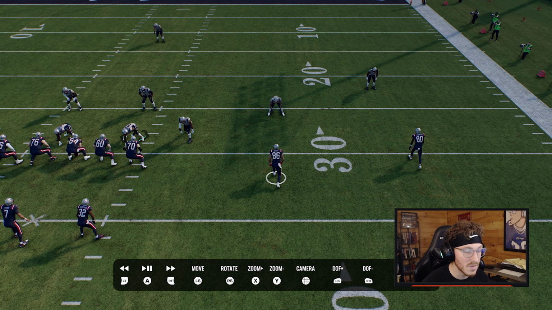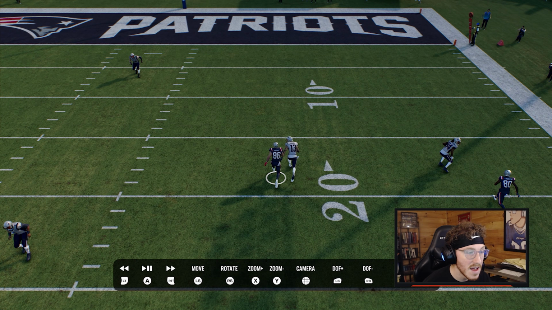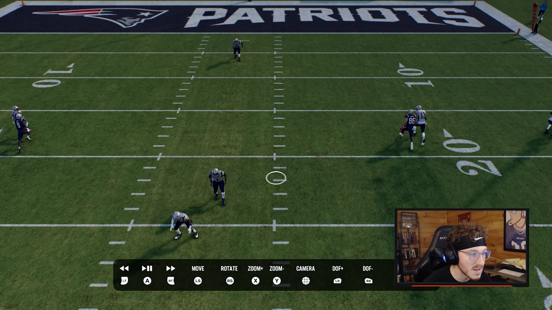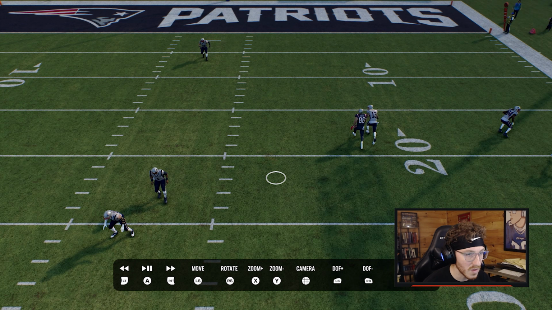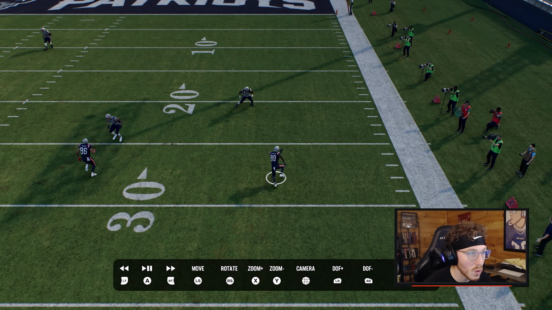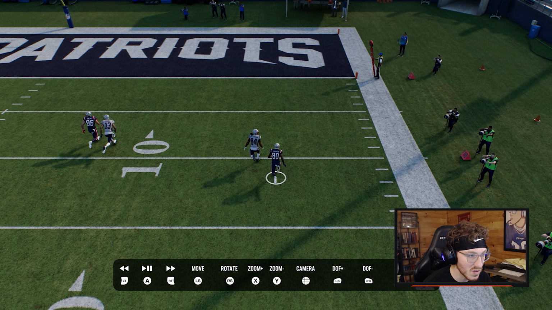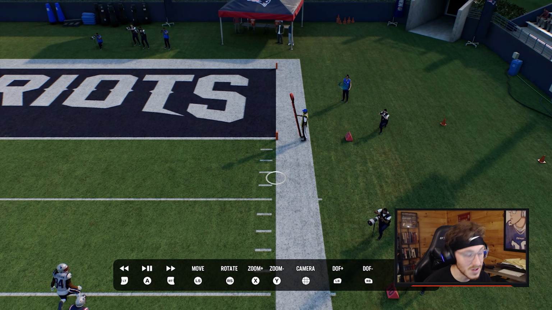You're going to see this receiver is inside the numbers, so our DB is going to shade outside, again, funneling him inside to his help with the two zones to the middle of the field. Now, if we look to our outside players here, you're going to see that they are going to shade to the inside. Okay, so you see that he's on the inside hip of this receiver, which is, again, funneling him to his help, which is the outside or the sideline here.